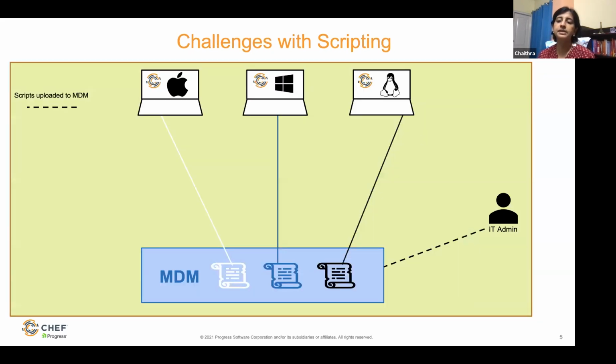So typically what happens is IT admins upload some scripts to the MDM, and they would have different scripts, like Bash scripts and AppleScripts to manage Mac machines, and then PowerShell scripts to manage Windows machines, and so on. And again, there would be ad hoc requests, and they would also be running some scripts in the terminal to fix those issues quickly. So as you can see, in an enterprise, the number of scripts that run to manage your fleet would only be increasing.